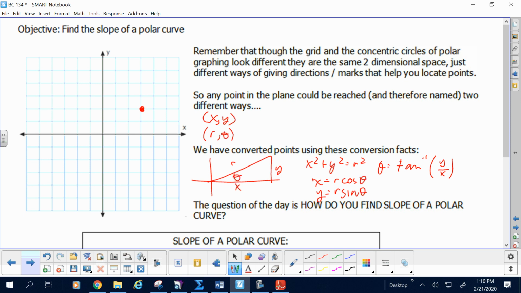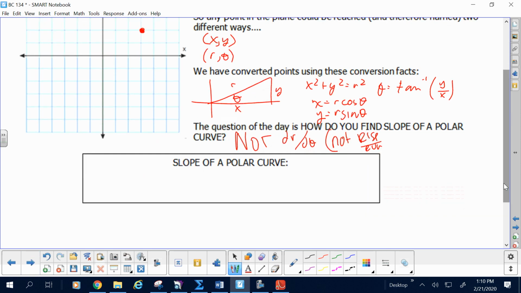Now, question of the day, or the big part of this lesson, is how do you find the slope of a polar curve? It is most definitely not dr d theta, because we just established that has nothing to do with rise over run. That is change in distance from the origin. It's just not slope. Okay, it's not rise over run. It's pretty intuitive though. How do you reckon you find slope?